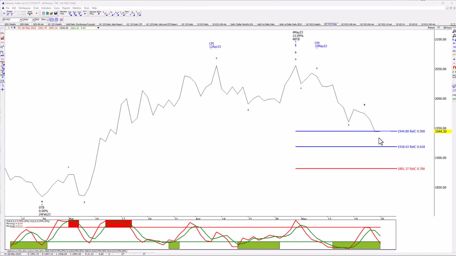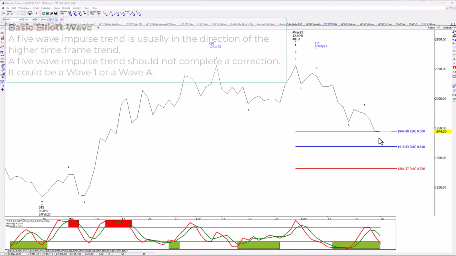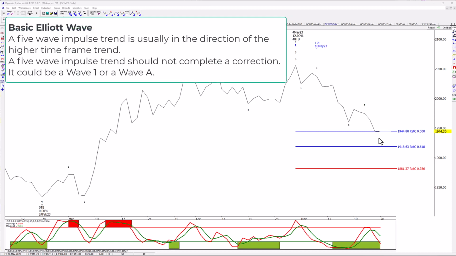Now, I'm going to throw in some Elliott wave terms here. I don't have the time to explain them in detail, but a 5-wave impulsive trend is usually a trend in the direction of the higher time frame. And usually a correction is not complete on a 5-wave impulse type of trend. So what does that tell us? That tells us that more than likely this decline is only part of a higher time frame correction.